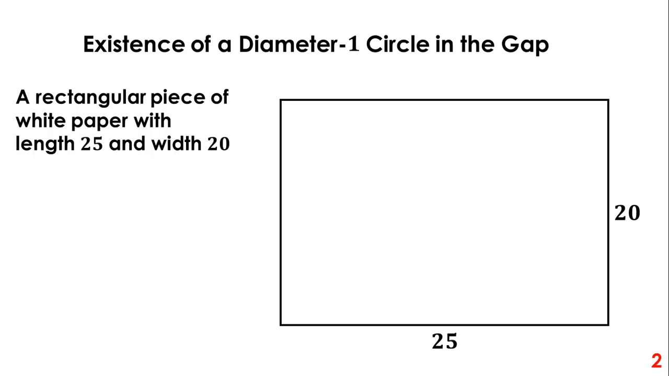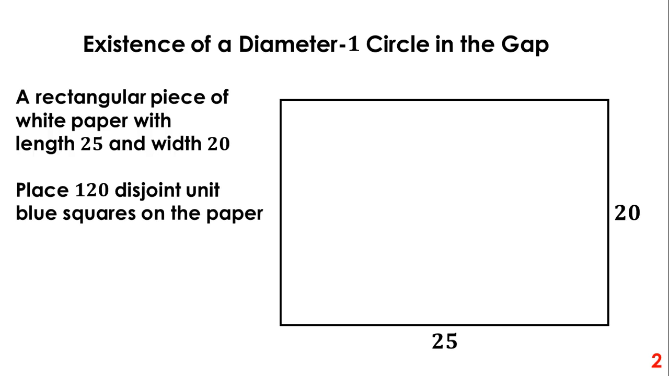Let's look at this problem. It is a geometry problem. There is a piece of rectangular paper. The dimension is given like this. The width is 20 units and the length is 25 units. Now, we place 100 disjoint unit blue squares on the table, on the paper.